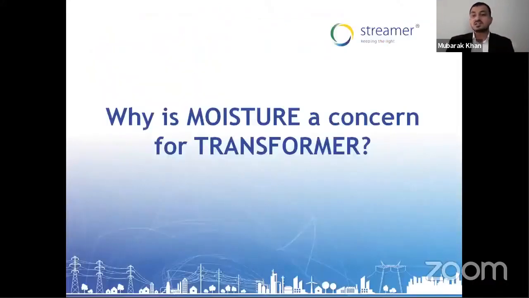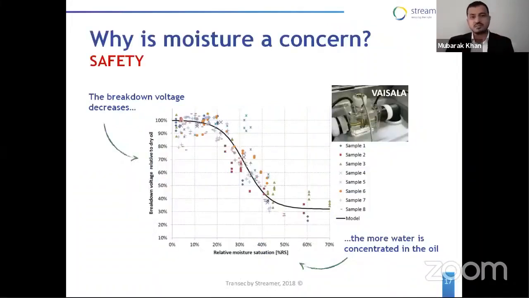Why is moisture a concern for a transformer? This we already know. People have faced, learned, and everything. But we'll briefly cover. It concerns the safety of the transformer. The breakdown voltage decreases because of this moisture in the transformer. Correct. The more water is concentrated in the oil, the more the breakdown voltage will reduce. Right.